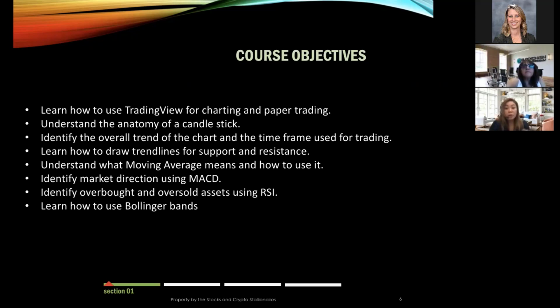And then we're going to move on to talk about what moving averages are. I want to make sure that you understand what moving averages mean, how we use them, and the importance of that. Because using moving averages, we can find the support and the resistance. Then we're going to talk about the MACD to identify where the market is going, then the RSI, which is the strength of the market, and finally Bollinger Bands.